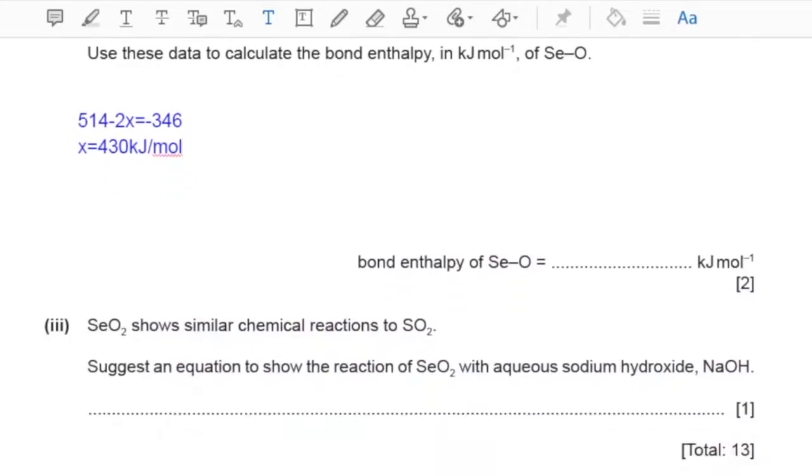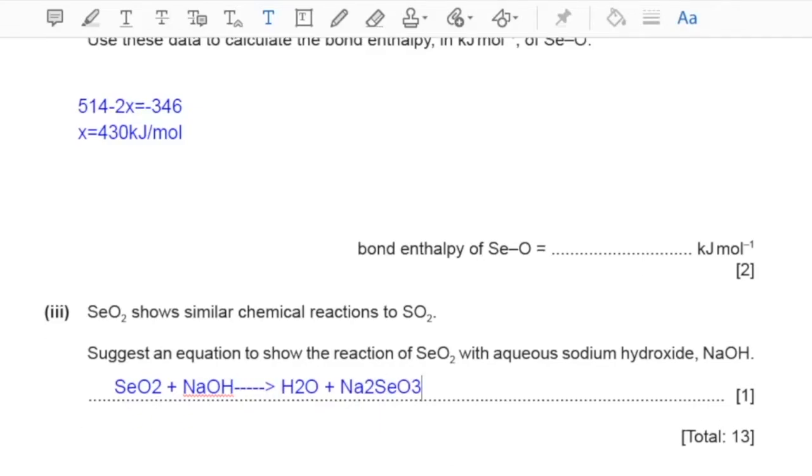Part 3, SeO2 shows similar chemical reactions to SO2. Suggest an equation to show the reaction of SeO2 with aqueous sodium hydroxide. So if SO2 were reacting with NaOH, it would have given you Na2SO3 plus water. It would give the same kind of product with selenium dioxide reacting with NaOH. This will give you water plus Na2SeO3, like it would have given Na2SO3 with SO2.